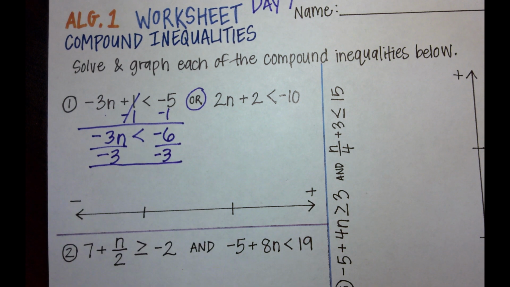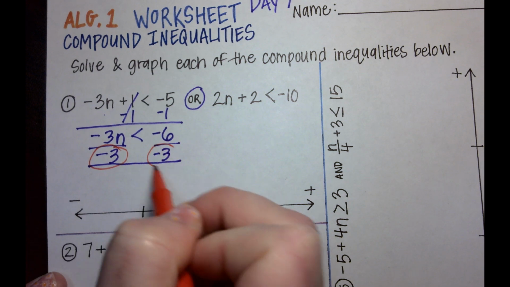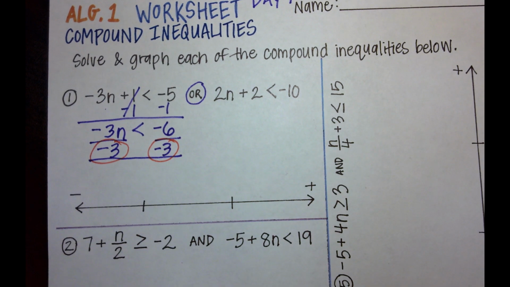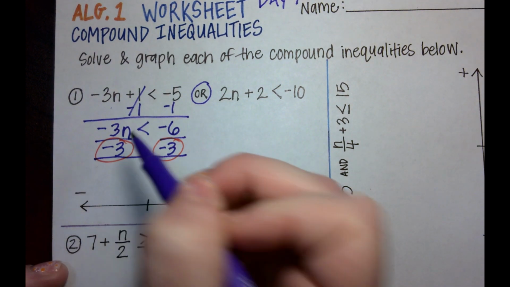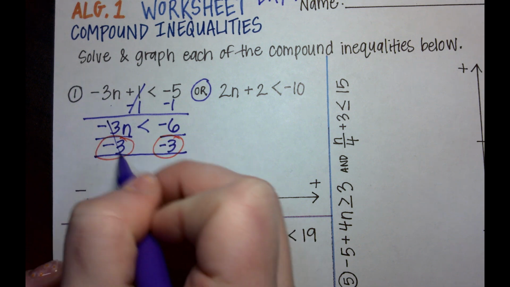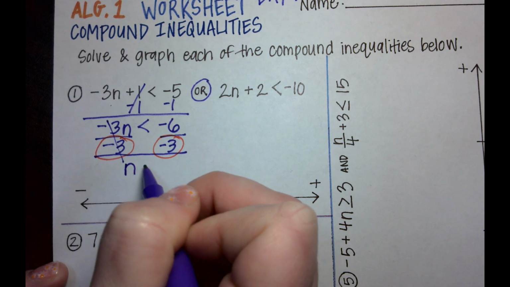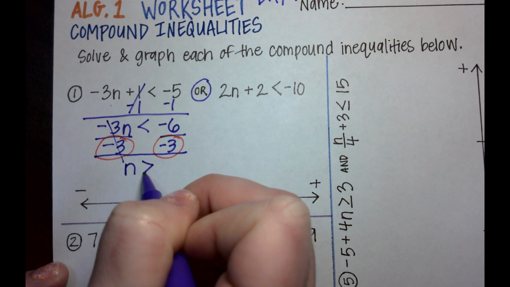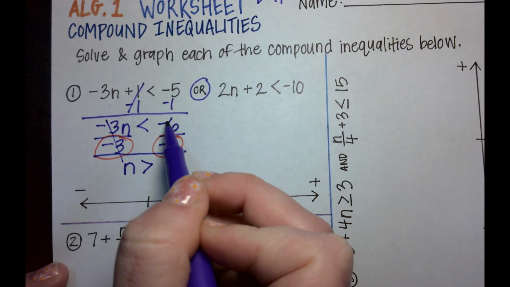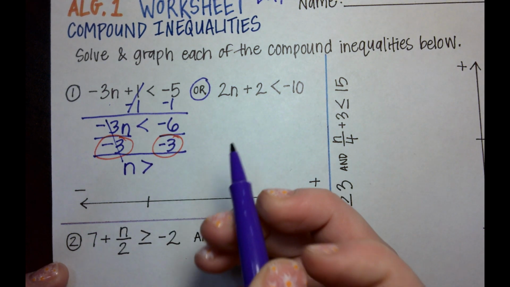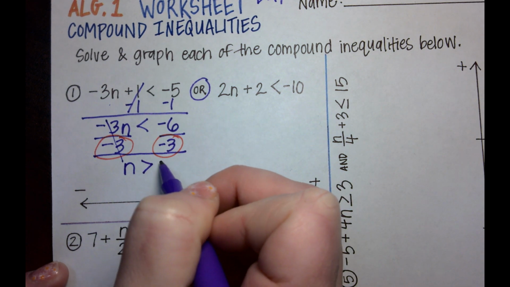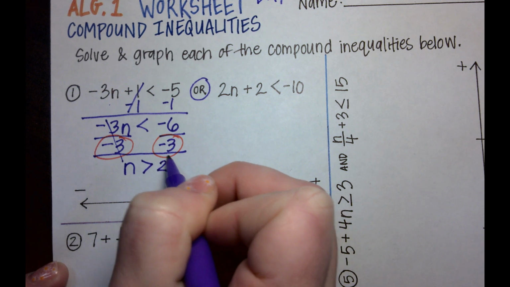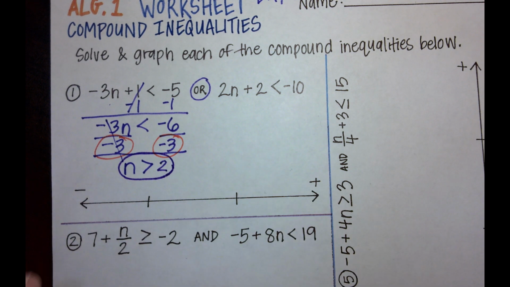That's one thing to remember, you guys. We just divided by negative 3 on our variable, so we have to flip the sign. Now we have n is what? Greater than. And what is negative 6 divided by negative 3? Positive 2. Yes. n is greater than 2.